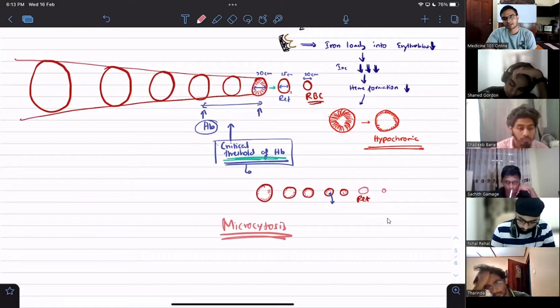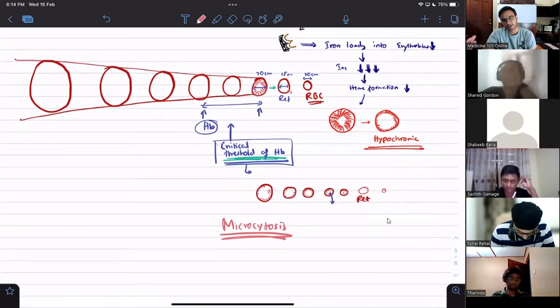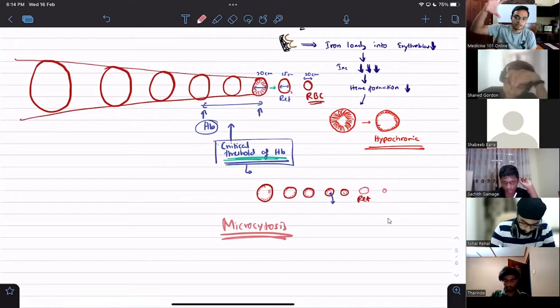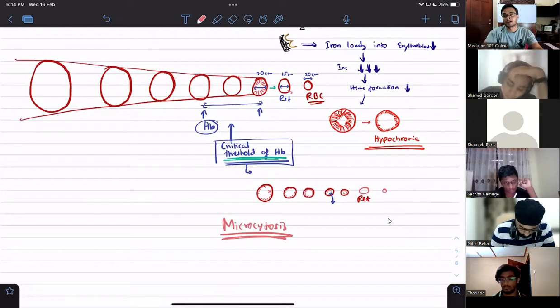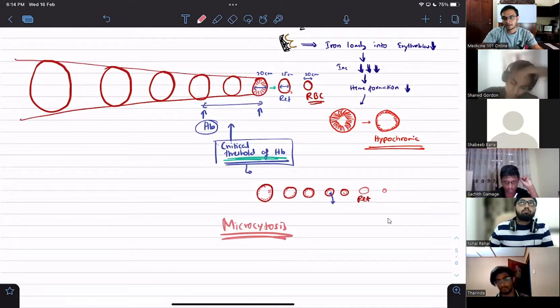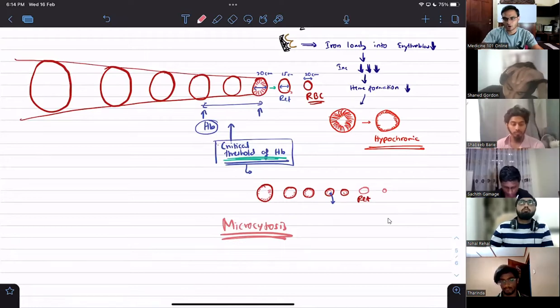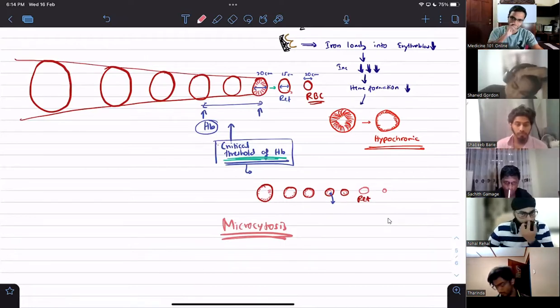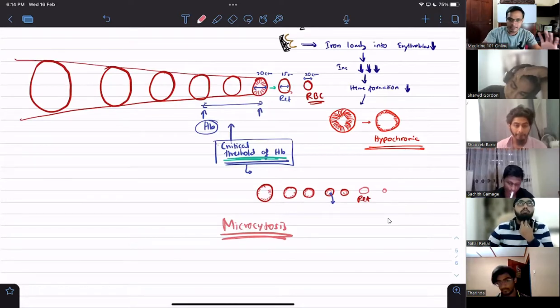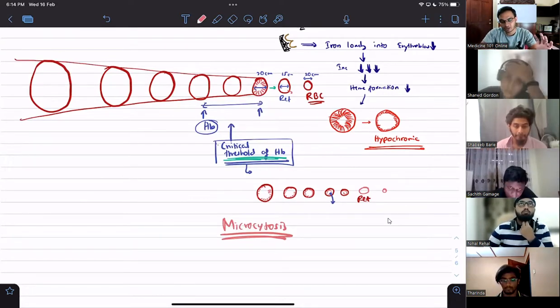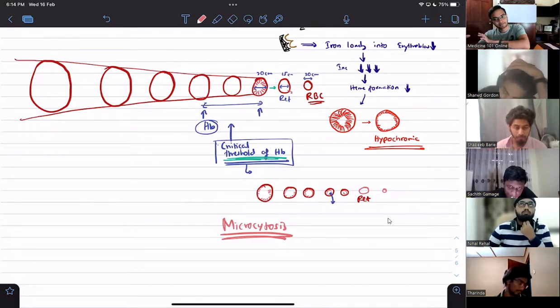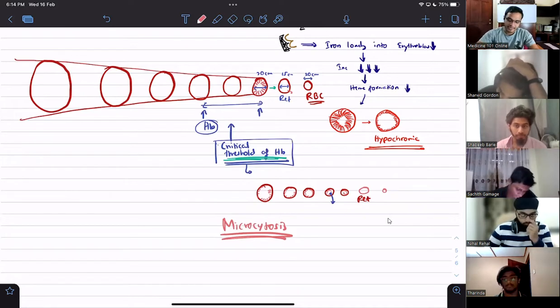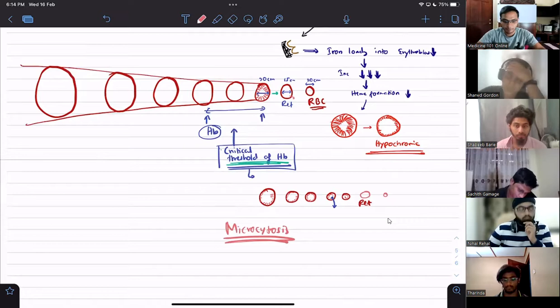Because the hemoglobin is insufficient to reach that critical threshold and stop the further, how do I say, making the RBC smaller. In a normal person, that's how it happens. In iron deficiency, it's a little bit complex to understand this. The longer it stays, to try and reach that critical threshold, it keeps getting smaller and smaller and smaller. If you all understand up to that much, okay, so that is how it forms microcytic hypochromic anemia.